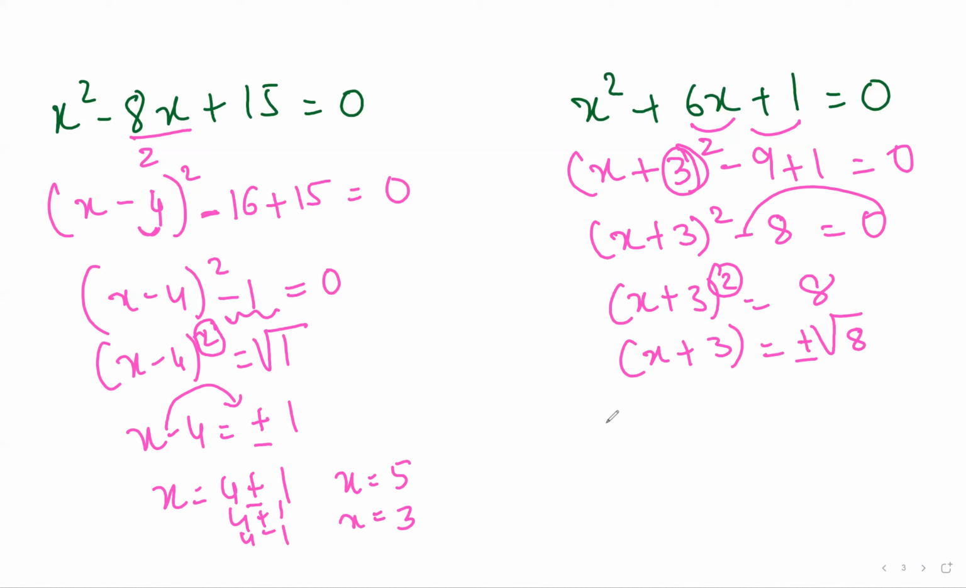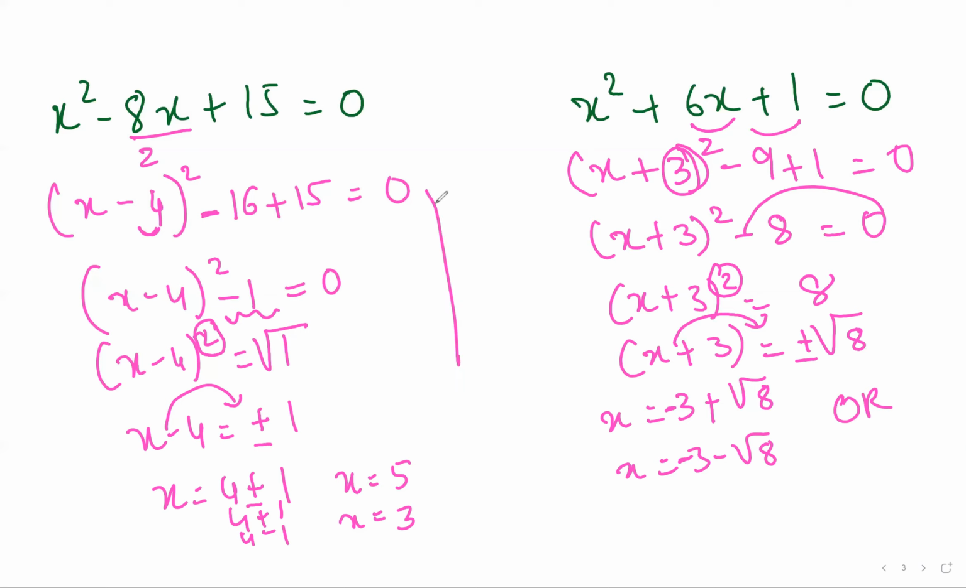So what is my x? x is equal to 3 plus root of 8. x is equal to 3 minus root of 8. You can leave your answer like this also, or what you can do out here is, kiddos, plus 3 when it goes on the other side becomes minus 3. Correct? You can leave your answer like this, or take root of 8.